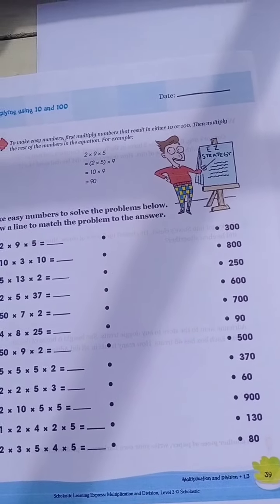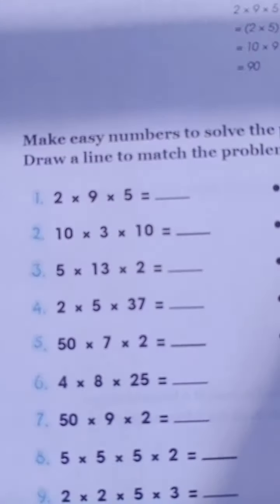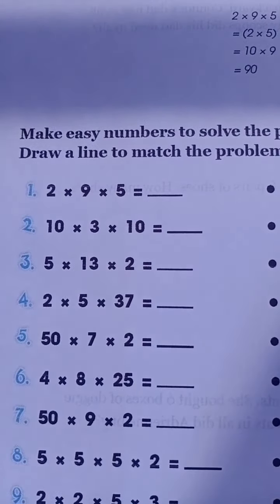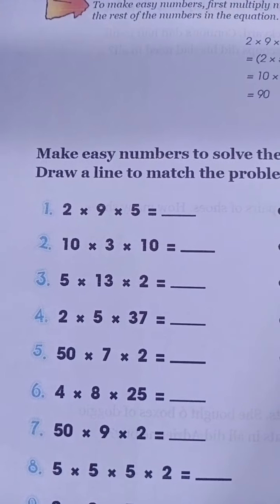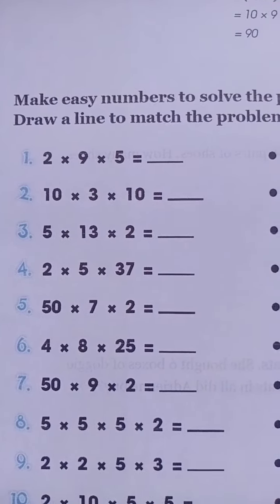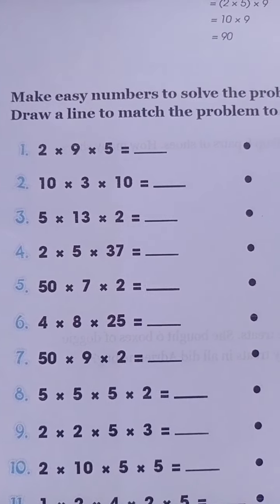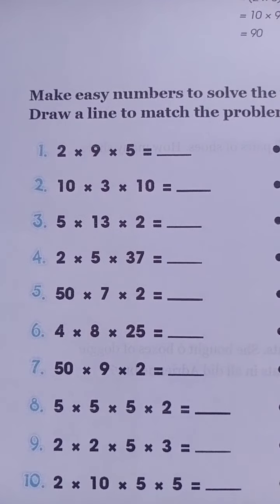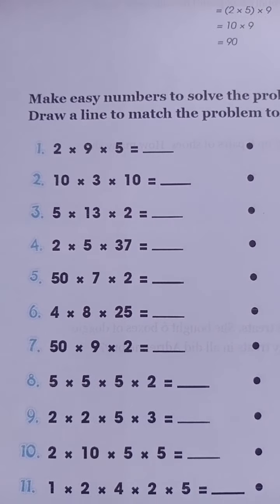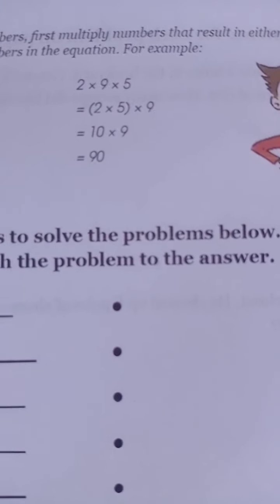Okay, so on this one, we have more than just two different digits of number multiplication. This time we have 2 times 9 times 5, 10 times 3 times 10, and even 2 times 2 times 5 times 3. So you multiply more than two different digits of number. Okay, so the steps here are easy. It's in the instruction there.